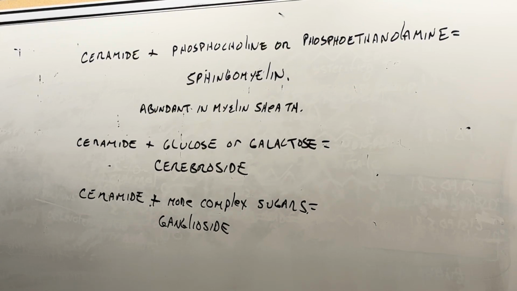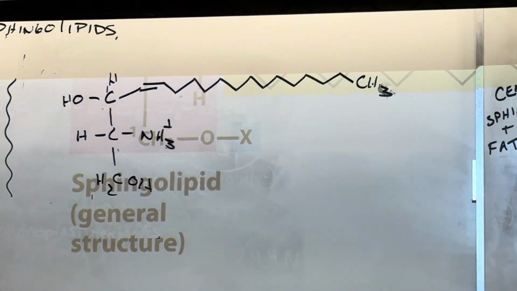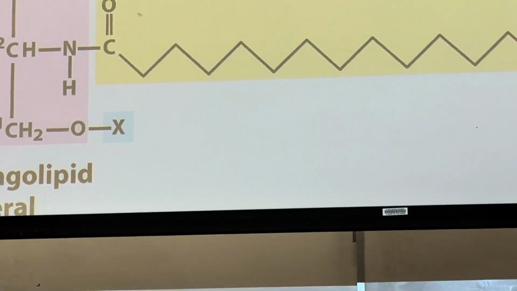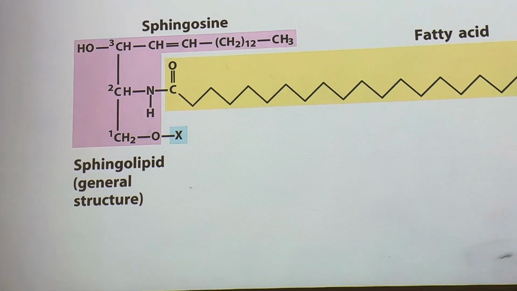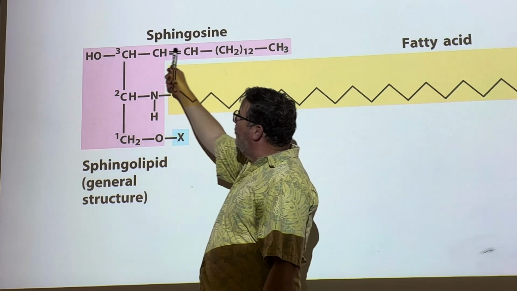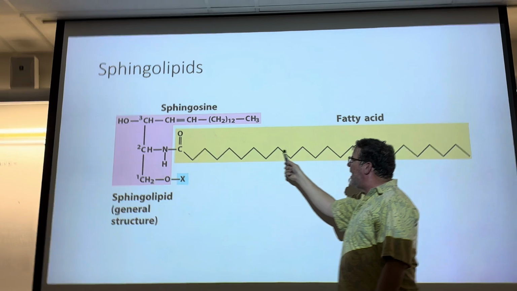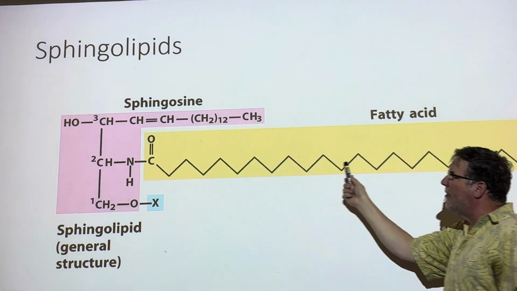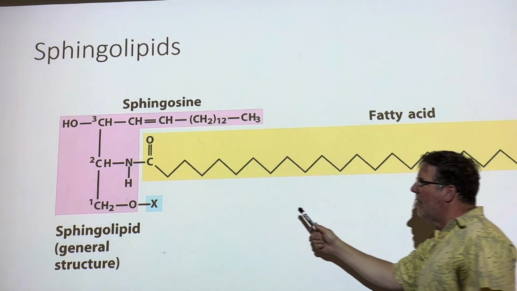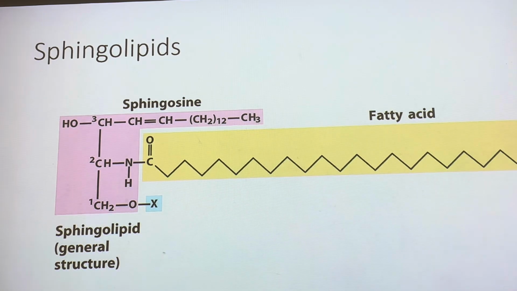Let me finish up with just a couple of slides here. Reiterate this. Okay, again, here's our sphingosine molecule here. When we add the fatty acid that's now connected via an amide linkage to the sphingosine, we get a ceramide, and then we're going to add a polar head group to get our sphingolipid there.